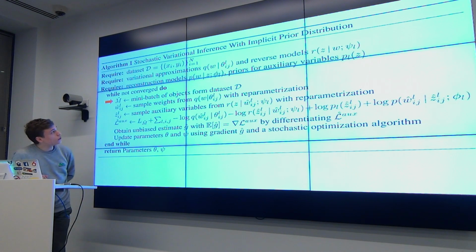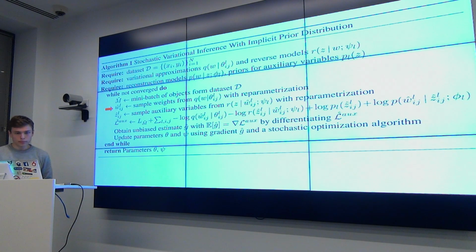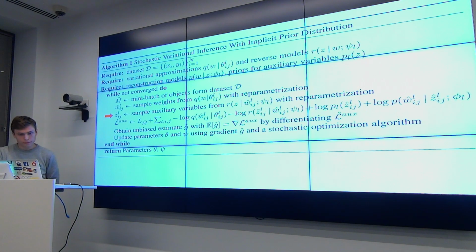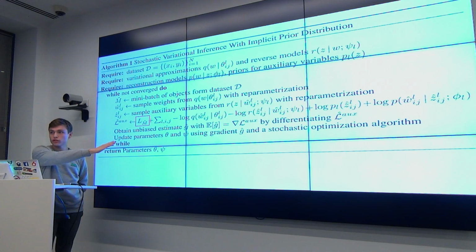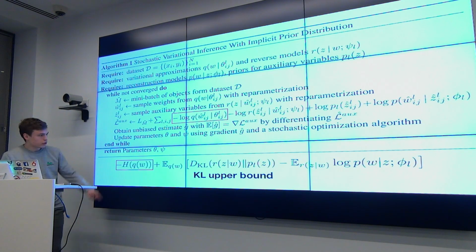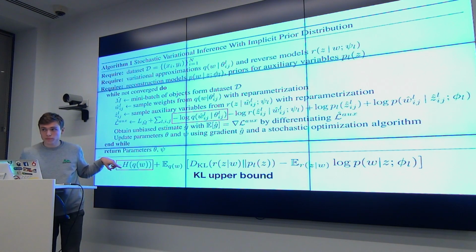So on each iteration we first sample a mini batch of objects from our data set. We sample weights from our variational approximation with reparameterization. Then, given these samples of weights, we sample the auxiliary random variables from the variational approximation R over latent space. And then we estimate the auxiliary lower bound as follows. First is just the data term, the expected log likelihood of our mini batch. Then here you can see the lower bound on the KL term.